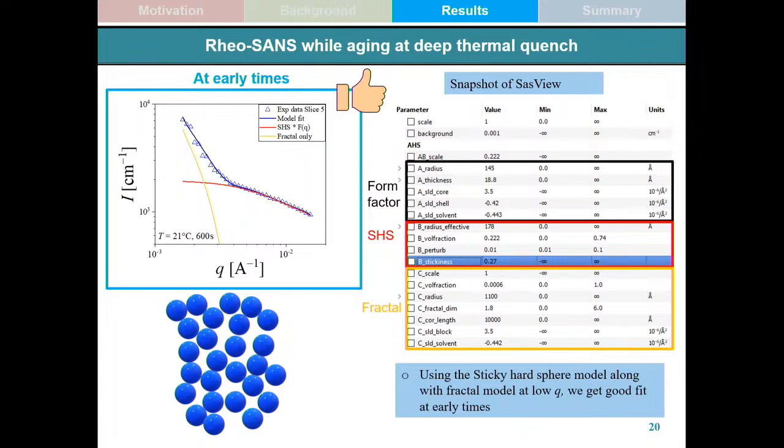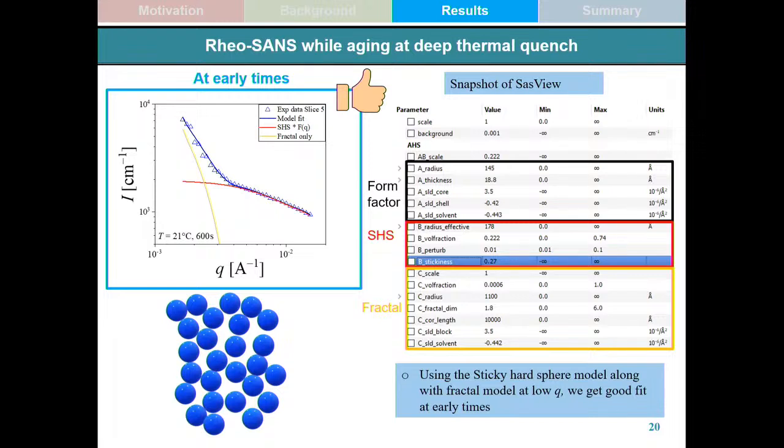Stickiness is the same parameter as tau, which was on the vertical axis of the phase diagram over here. And lastly, we also add a small fractal model to it. If we use only the form factor and the sticky hard sphere model, we get the red curve over here. But as you can see, the red curve is doing a great job in fitting the attractive strength and the high Q data, but the low Q data it's not able to fit.